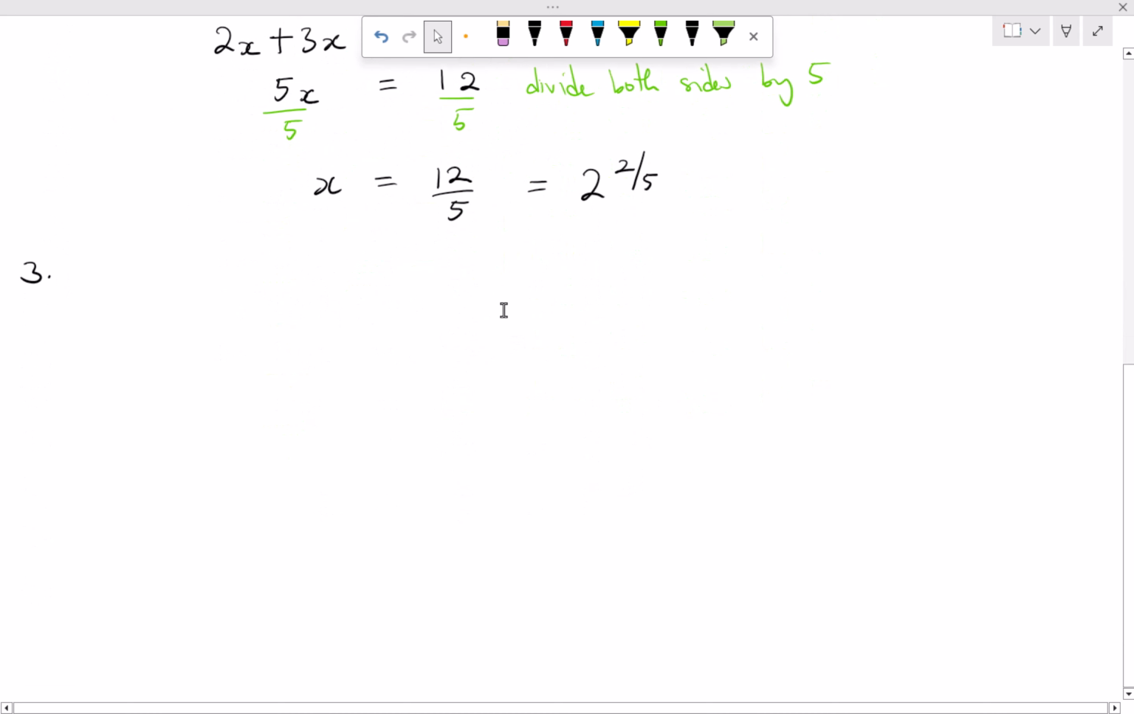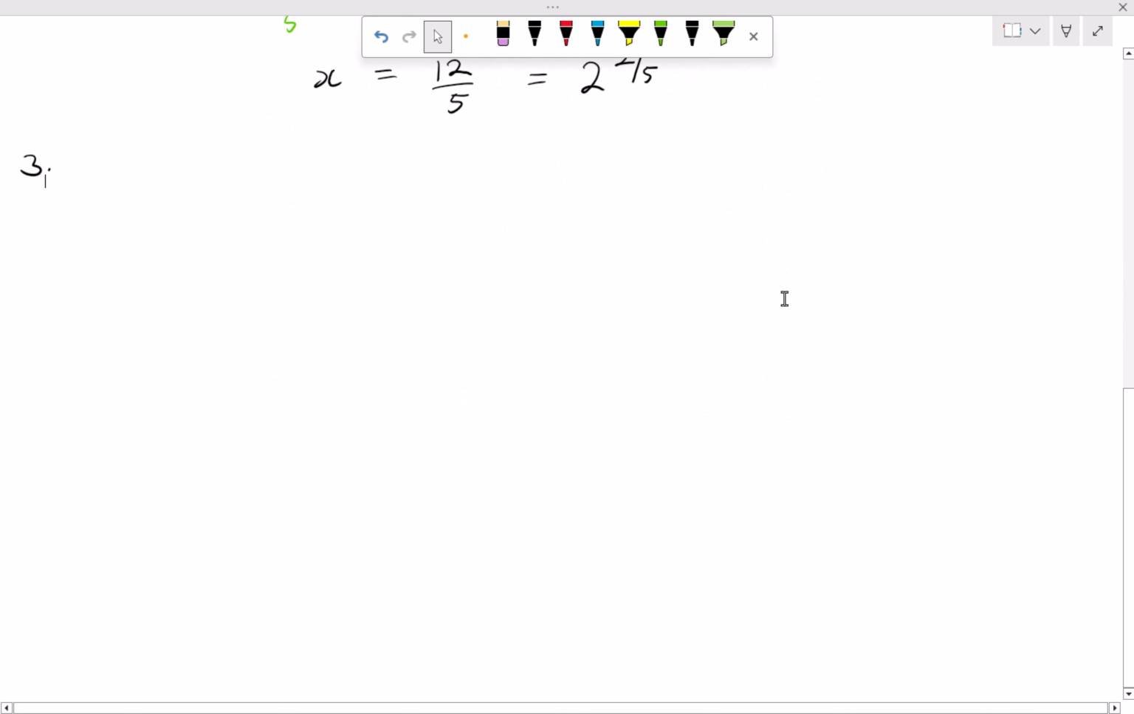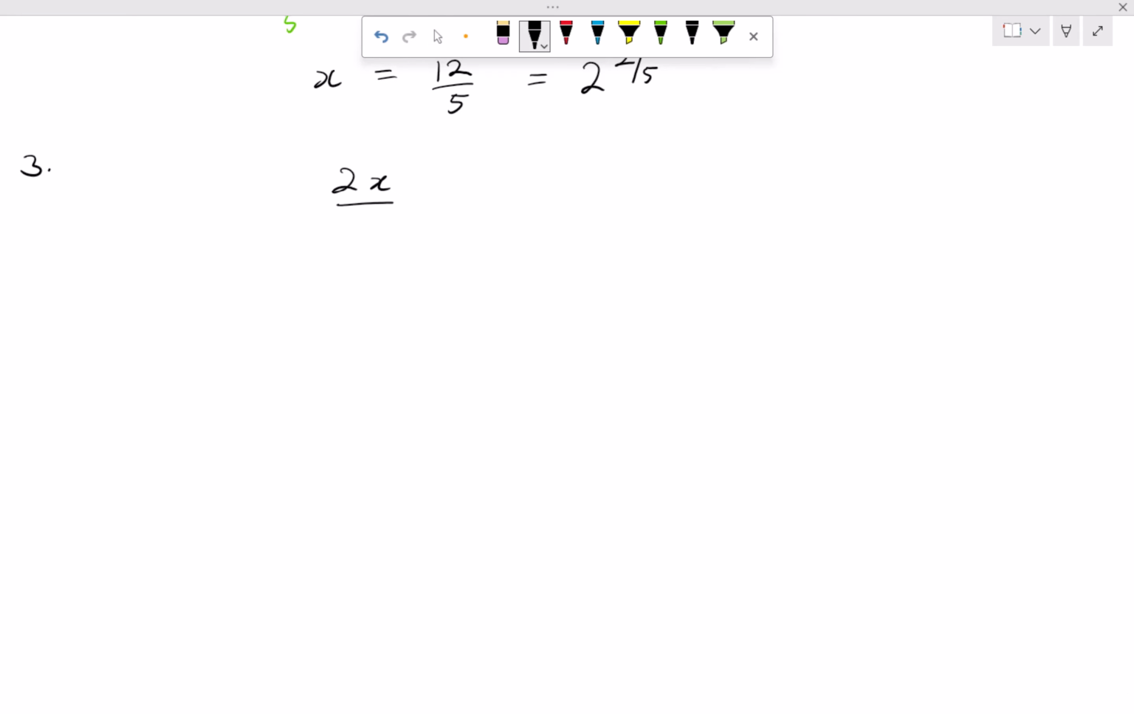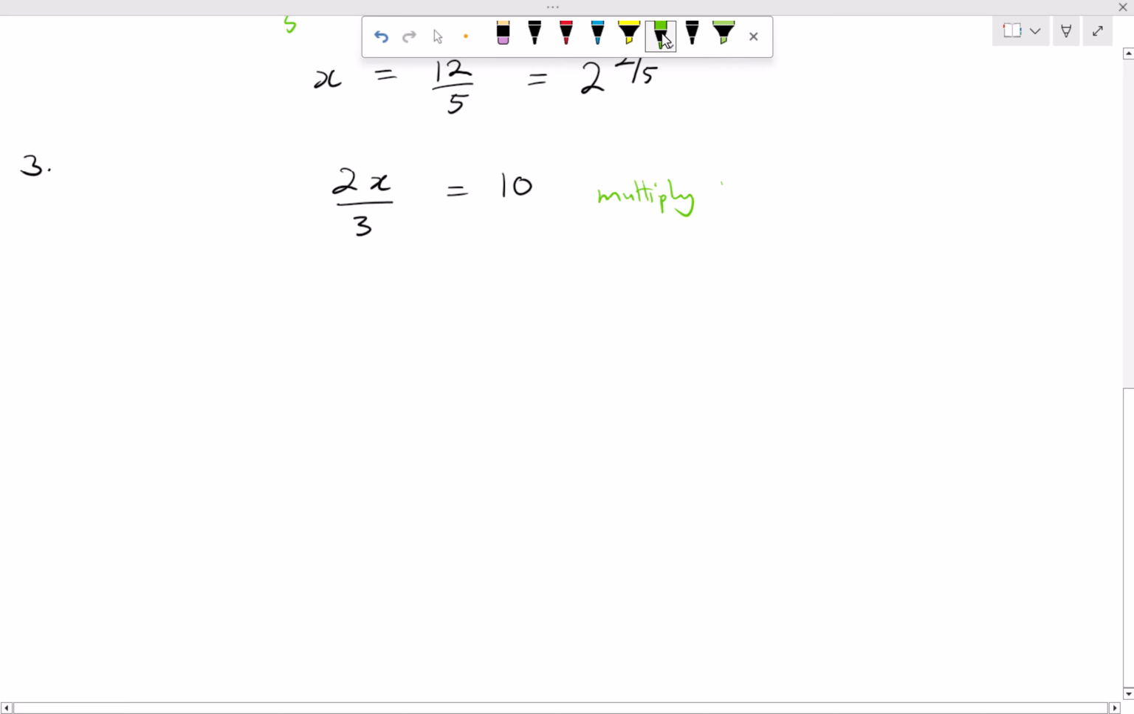Moving on to the third technique. The third technique deals with fractions. If there is a fraction in the x term, we multiply out to simplify the equation. Let's say we have 2x over 3 is equal to 10. Remember, I said if we have a fraction, we multiply out to simplify the equation. So the first step is to multiply both sides by 3.